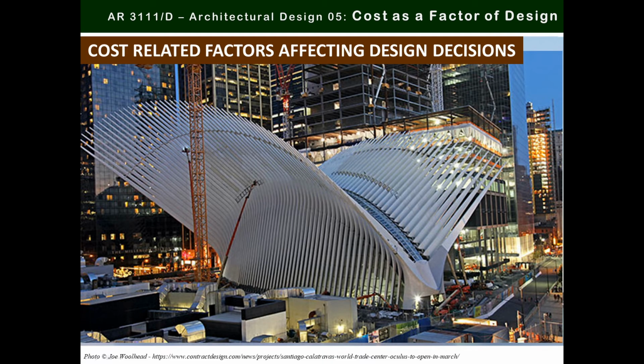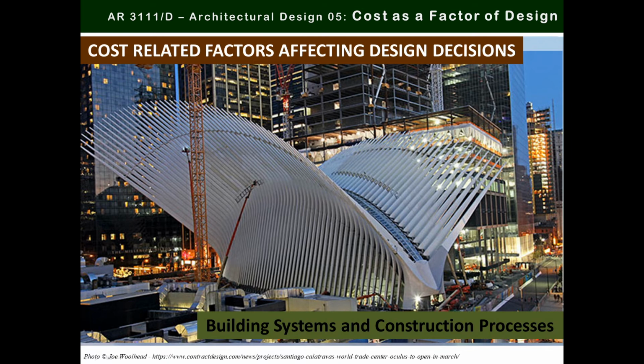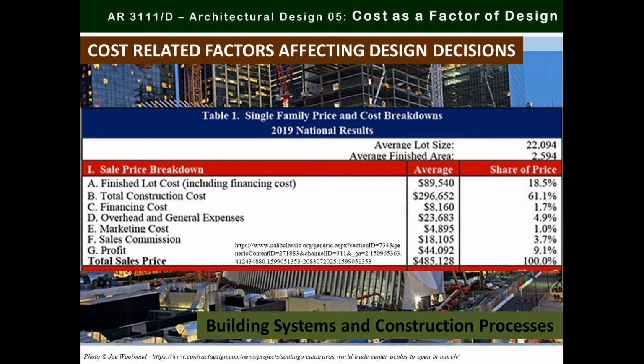The third cost-related factor affecting design decisions is the building systems and construction processes. The final product of the architect's work is a set of detailed plans for putting the building together. Construction is the architect's final concern and the development's single highest cost. The National Association of Home Builders' 2019 construction cost survey suggests that the total construction cost of a single-family home accounts for 61% of the total project cost.